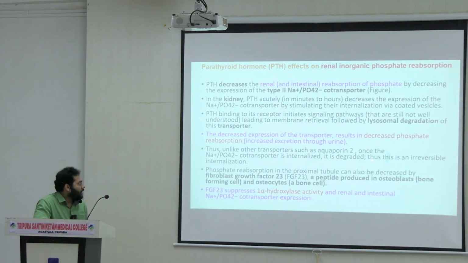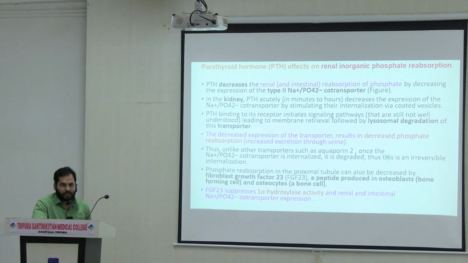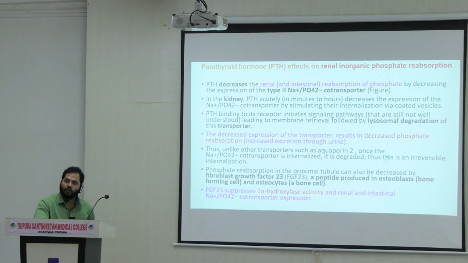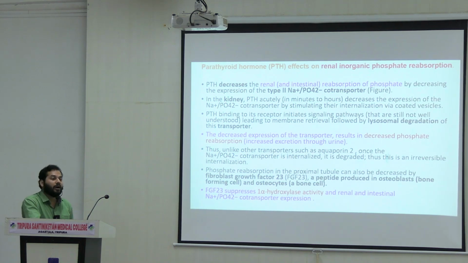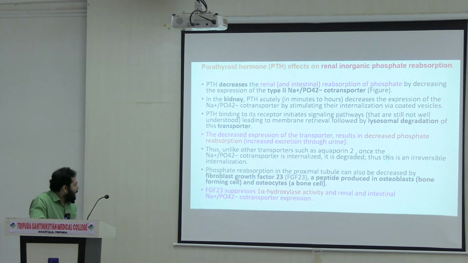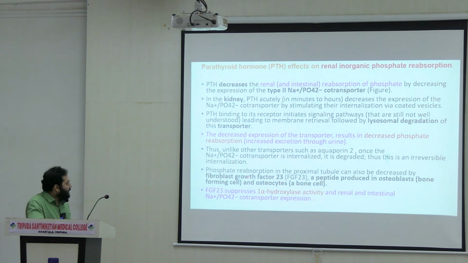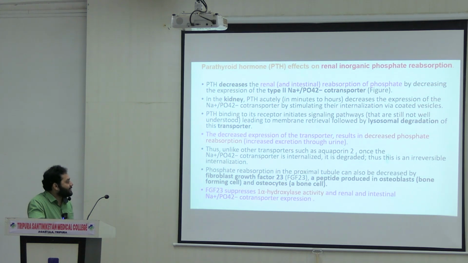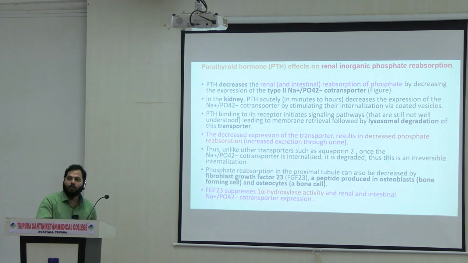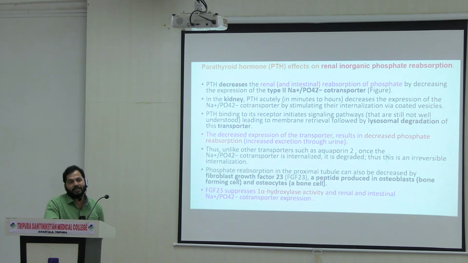As I mentioned, this is an irreversible process. Means once the transporters are degraded, they will not take part in the reabsorption process further, right? So ultimately, it reduces the reabsorption of phosphate. Another important factor also takes part in the reabsorption process. What is this? Phosphate reabsorption in the proximal tubules can also be decreased by fibroblast growth factor 23, that is FGF23, right? So what is the role of this FGF23 and what is the exact chemical nature of this FGF23? It is basically a peptide, right?